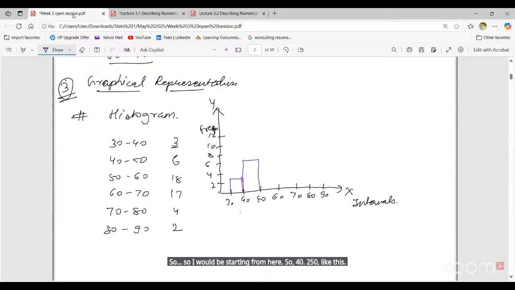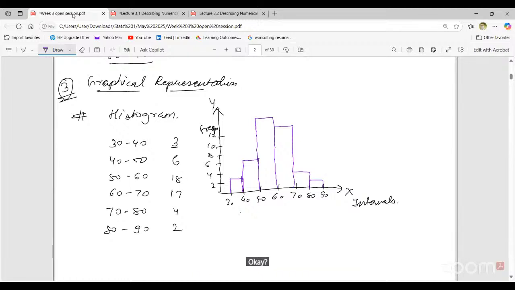6. Now 50 to 60 would be 18, so somewhat up here. Now 60 to 70 is smaller than that. Now 70 to 80, it's 4, so it's basically here. Now 80 to 90, it's 2.